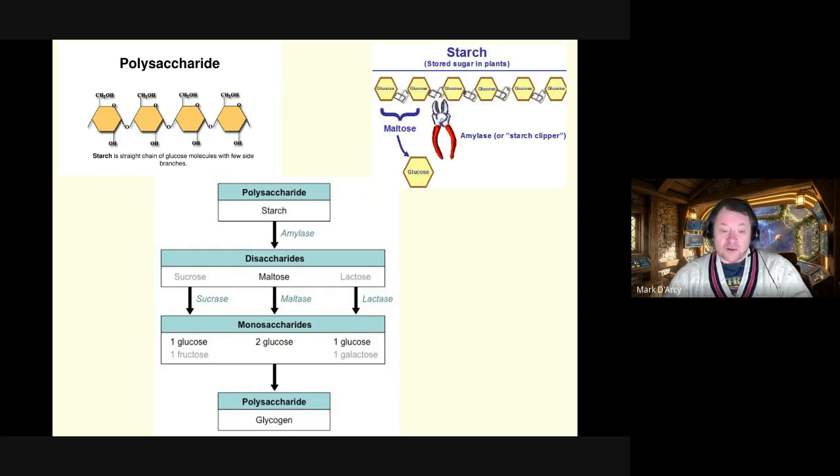Sucrose is broken down by sucrase into glucose and fructose, and lactose is broken down by lactase into glucose and galactose. Although in some populations, lactase is only produced in childhood. For example, in most populations in the Far East, you stop producing lactase as an adult, and therefore become lactose intolerant. In other populations, such as Northern Europe, we tend to produce lactase our entire life.